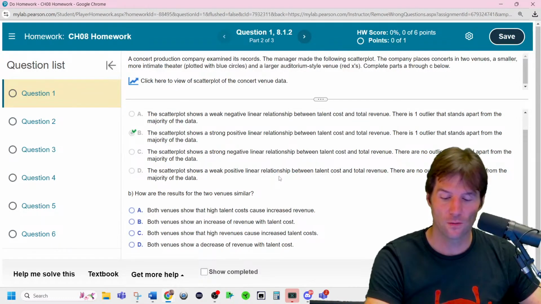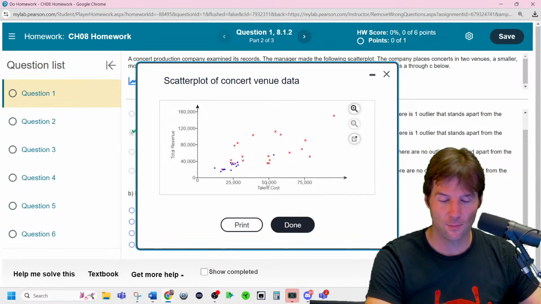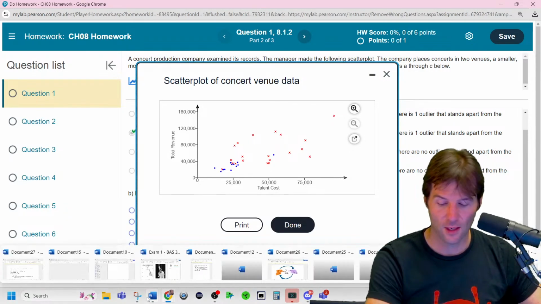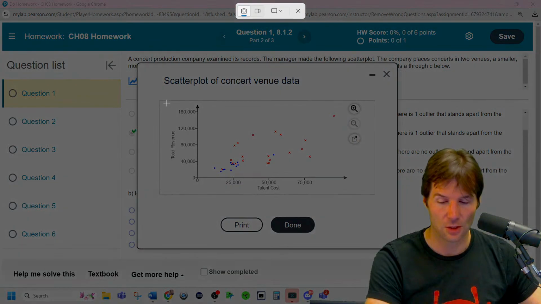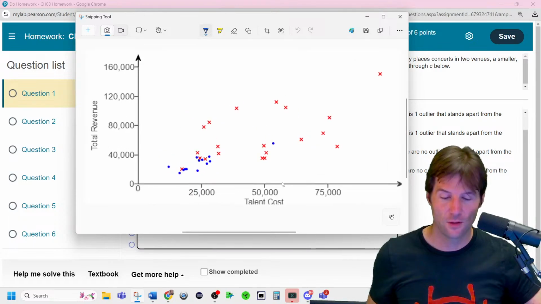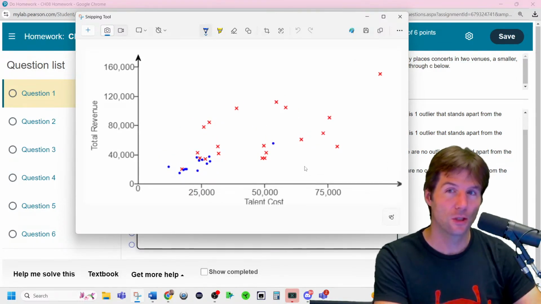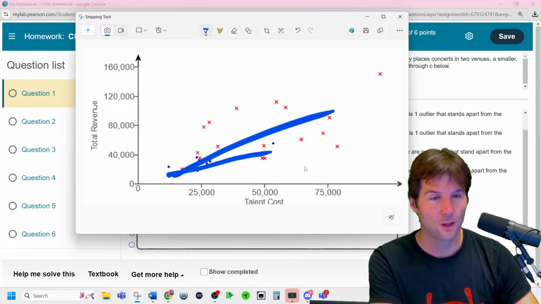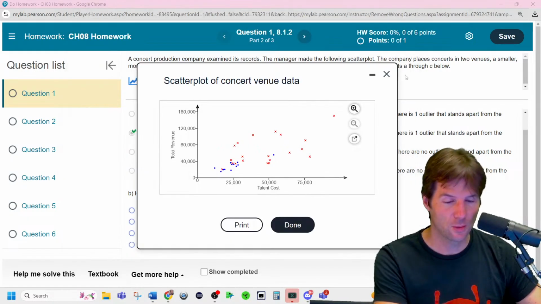How are the two venues similar? Let's think right here. What is the direction and what does that mean for talent and cost? Venues that have a higher talent cost generally have a what revenue? Like we drew this earlier on them. Higher. So there's a positive relationship to both of them.